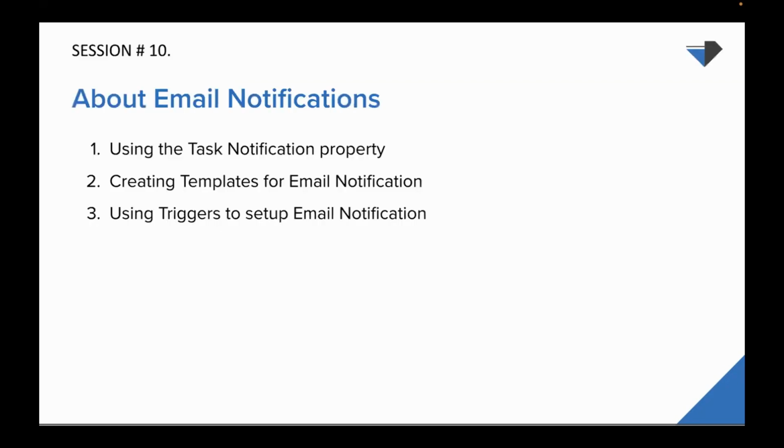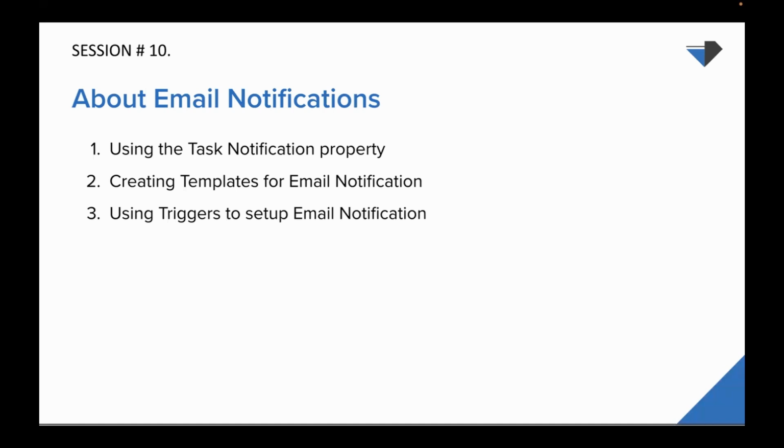For our 10th session, we shall be discussing email notifications in ProcessMaker. It's very useful for your process to have email notifications as part of the feature design, so that users can get notified when cases come into their queue. At the end of this session, you should know more about using the task notification property, as well as creating templates for email notifications and the alternative method of using triggers to add email notification features to your process design.